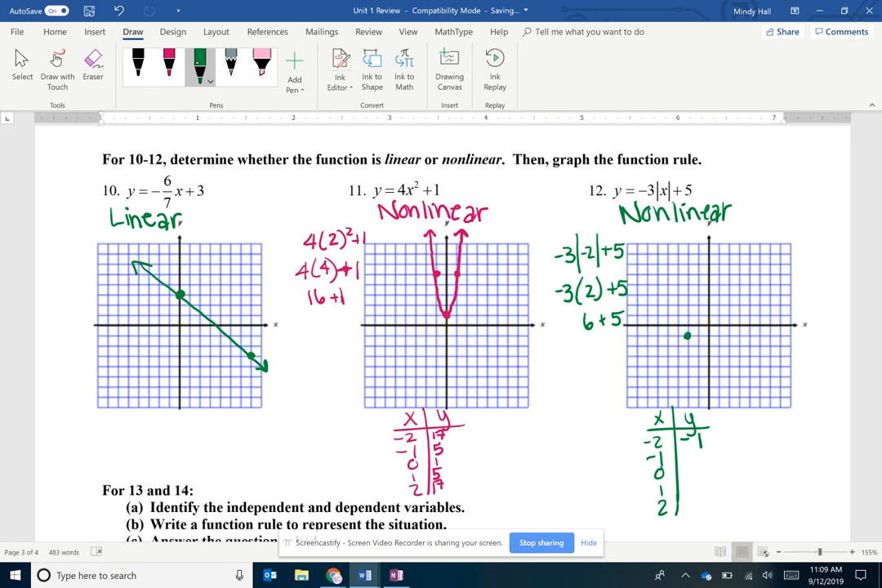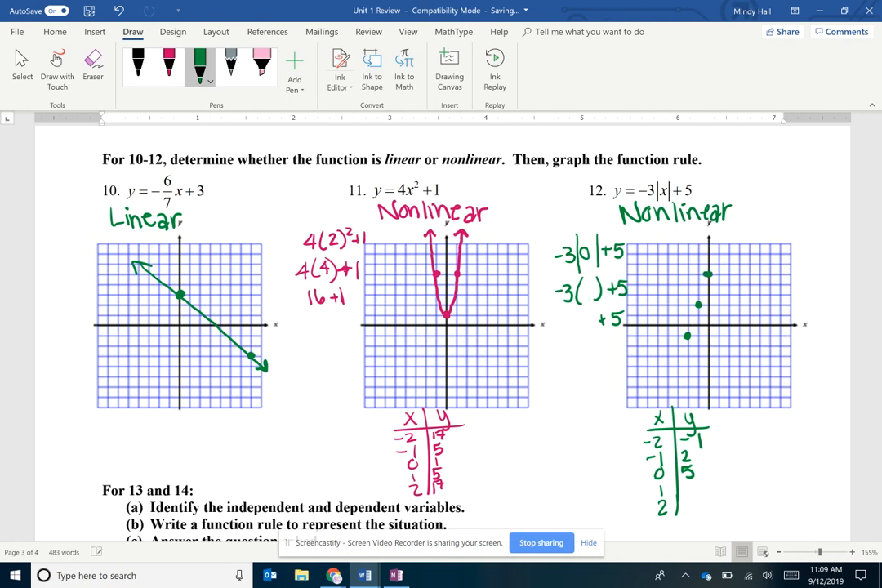Got a point. Erase those numbers and put in different ones. Now we have negative 3 times the absolute value of negative 1. Absolute value of negative 1 is 1. Negative 3 times 1 is negative 3. And negative 3 plus 5 is positive 2. So then negative 1, positive 2. Then we get rid of those numbers and we do it again. Absolute value of 0 is 0. Negative 3 times 0 is 0. And 0 plus 5 is 5. So 0, 5.